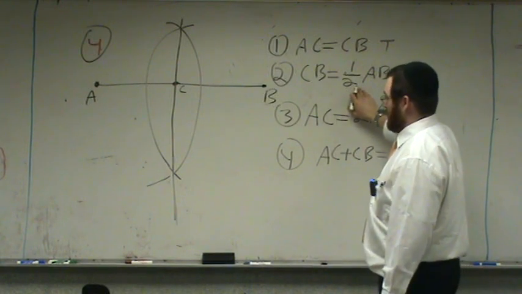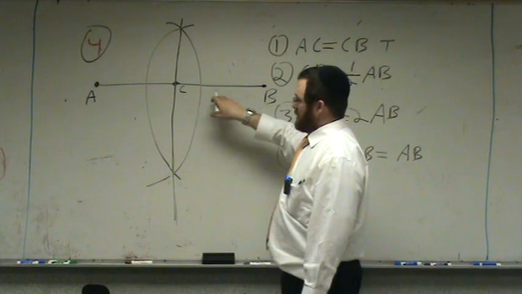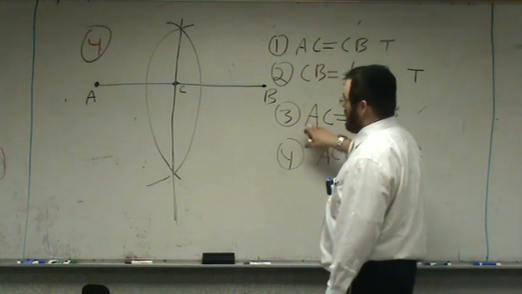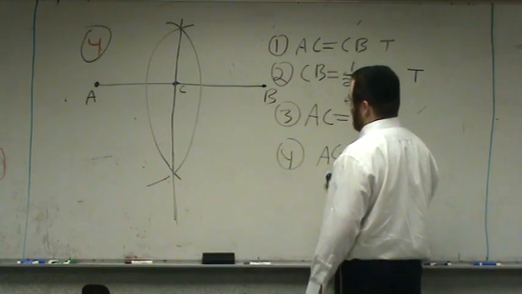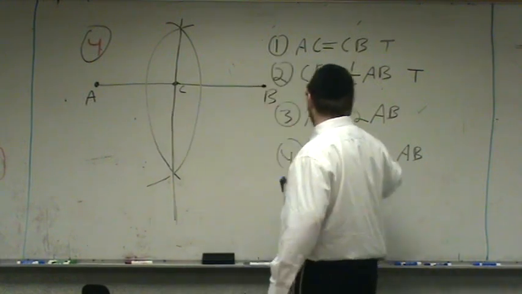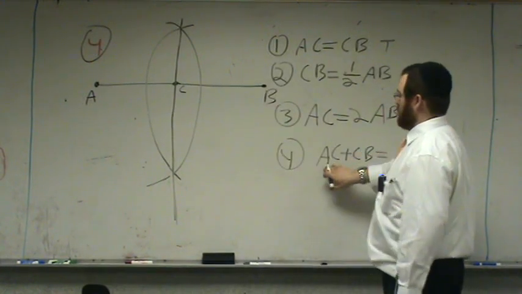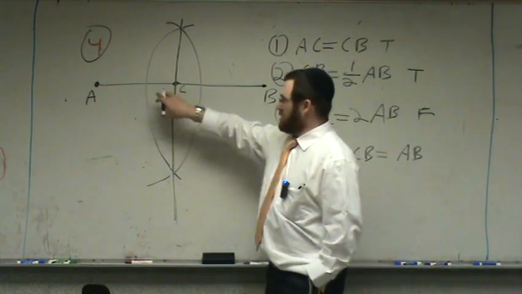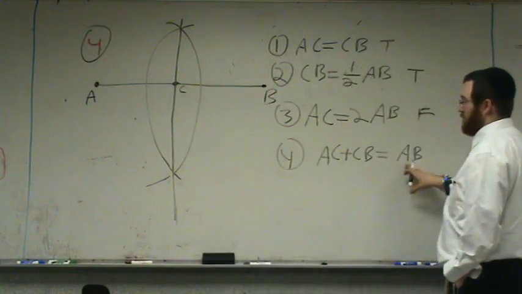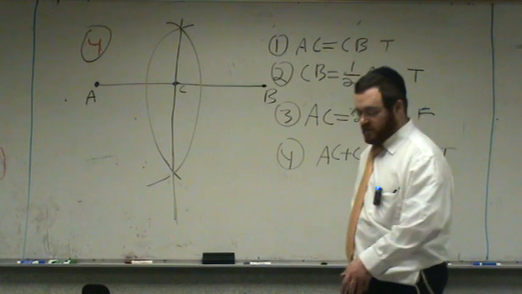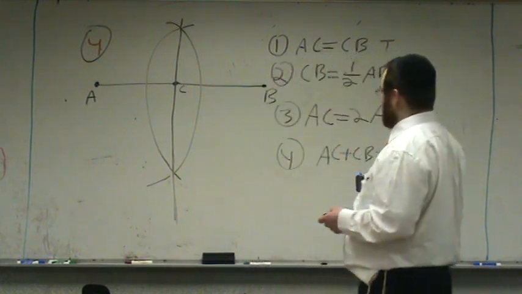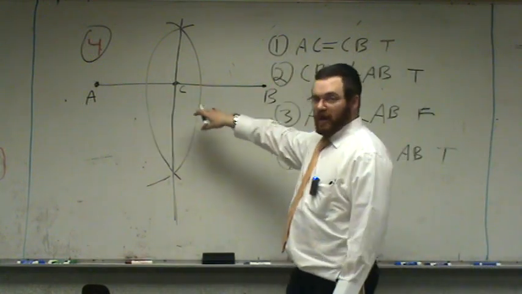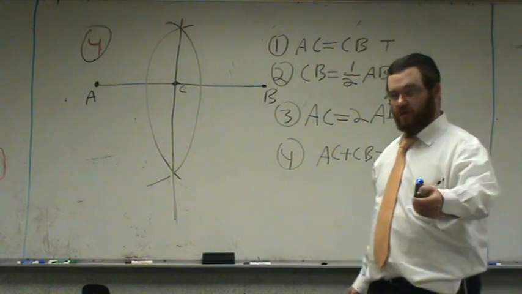CB is equal to half of AB. Well, CB is half of the line, and AB is the whole line. So it's also true. AC is equal to 2 of AB? No, AC is equal to half of AB. So this is false. And always go through all the answers. AC plus CB, that means this half plus this half, is equal to AB the whole. That's also true. So the correct answer, which one is not true, is answer 3: that AC, which is half of it, is not equal to double the amount of the whole thing.